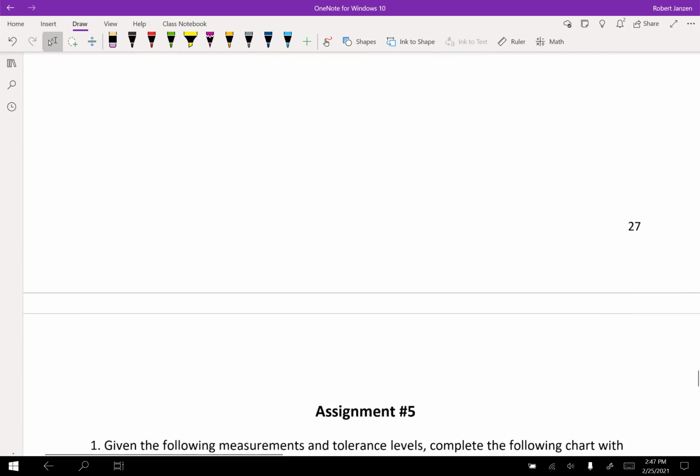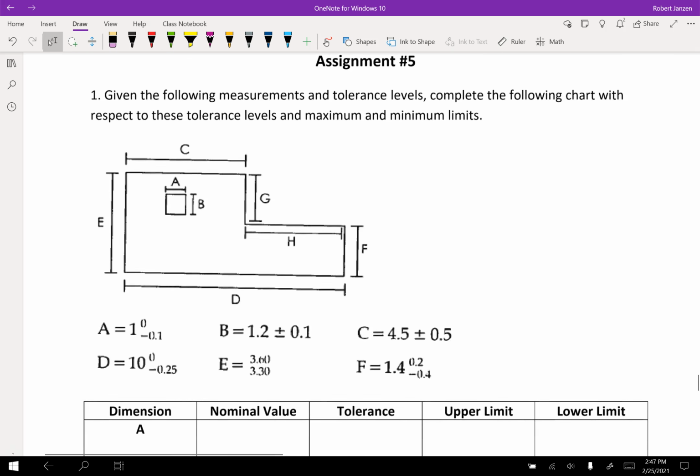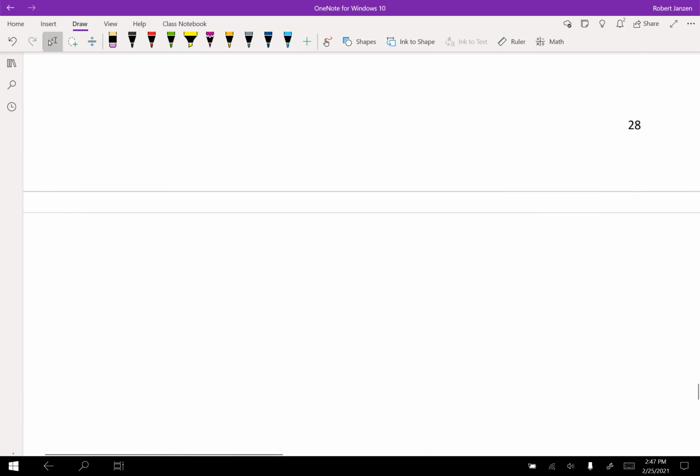So that takes us to the end of that lesson. If you can do assignment 5 now, that would be great. We can go over that next class.